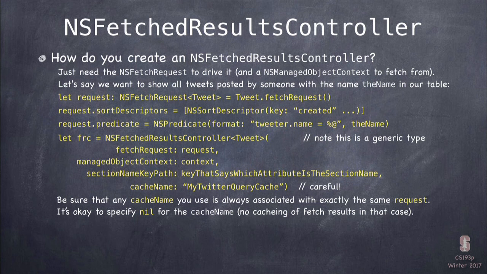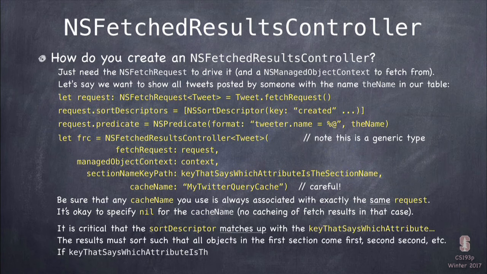But you have to be a little bit careful. You cannot change anything about your request. As soon as you change anything about your request, like the tweeter.name that you're searching for, or what you're sorting by, or anything, now that cache is invalid, and you'll have to invalidate that cache. There's some API in there for doing that. You can pass nil there if you don't want to do the caching, which for most reasonably sized data sets is perfectly fine. You don't really need the caching. But I just want to emphasize that if you change your request, your cache is now invalid.